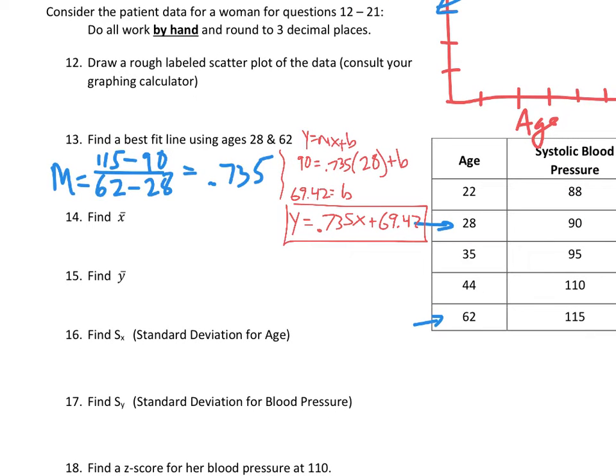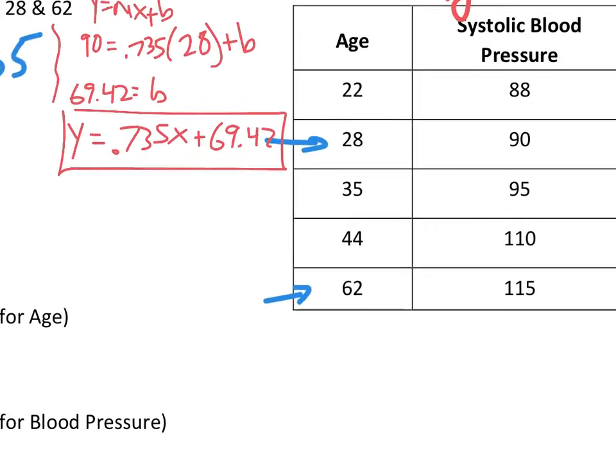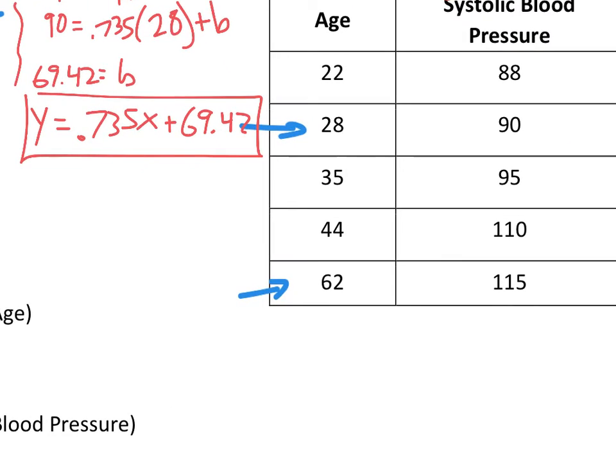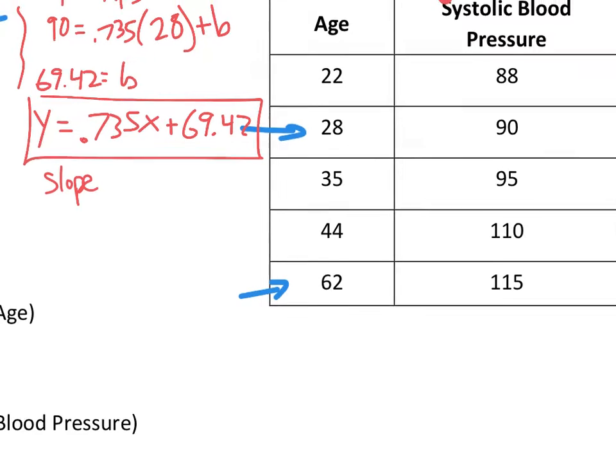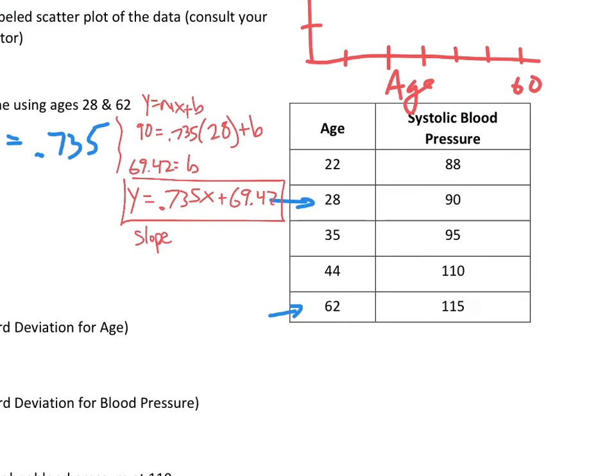Now, another thing we want to be ready for is interpreting that slope. What does that slope mean? All right, so the question is not there, but make sure that you know that the slope is a ratio of the y over the x. So this is the change in blood pressure per age, all right? So blood pressure is rising. So her pressure is rising at 0.735 points per year, okay?